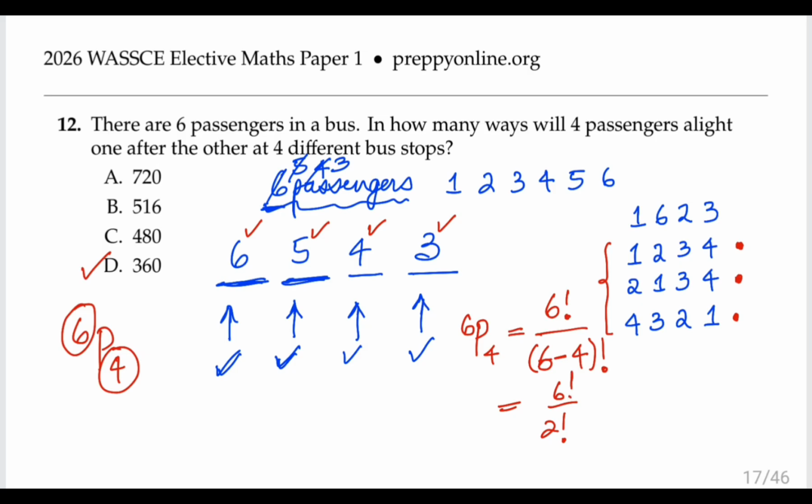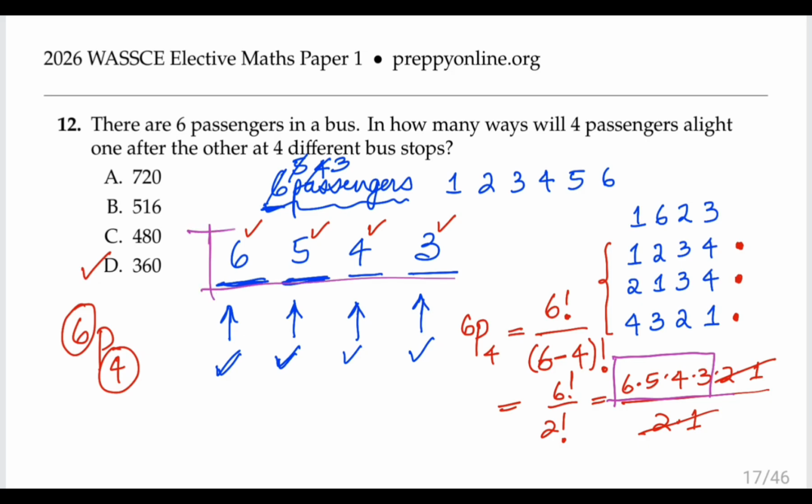Now, 6 factorial is equal to 6 times 5 times 4 times 3 times 2 times 1, and 2 factorial is 2 times 1. So when you cancel out the 2 times 1, you're left with this quantity, 6 times 5 times 4 times 3, which is what we had here.